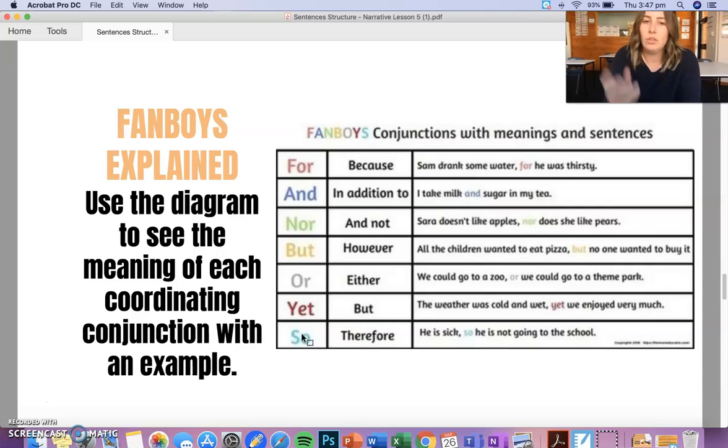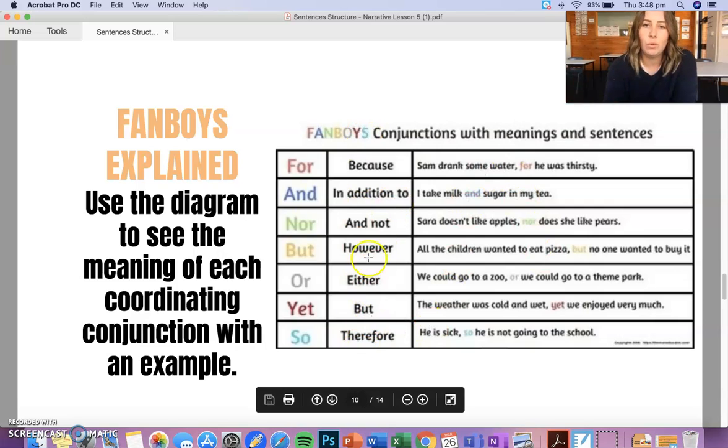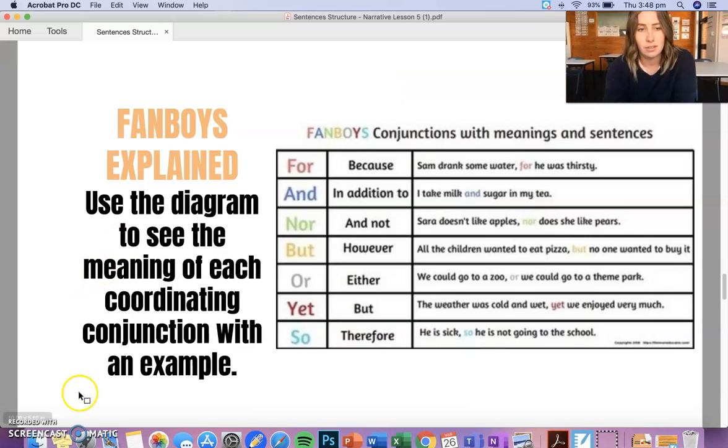If we look at the next page, I've given you this diagram that explains the different fanboys, their purpose, what they serve as, their function, with an example. For example, if you were using the fanboy for, it's because you're providing a reason for something. You're saying because, like Sam drank some water for he was thirsty. Whereas but also means however. You're providing a contrasting point. So all the children wanted to eat pizza, but no one wanted to buy it. When you are using a fanboy, you need to be very careful which one you select, because the different ones will have a different effect on your sentence.